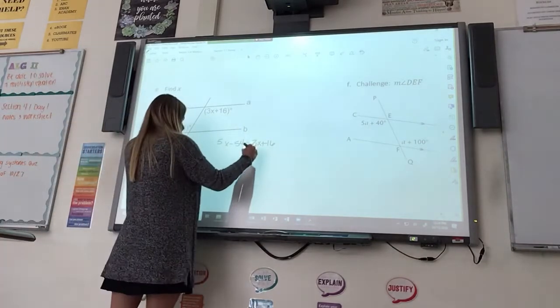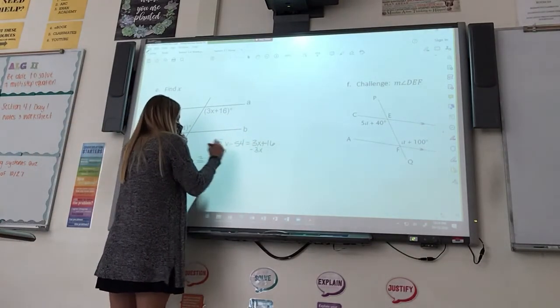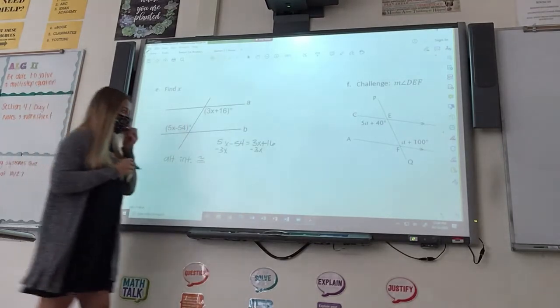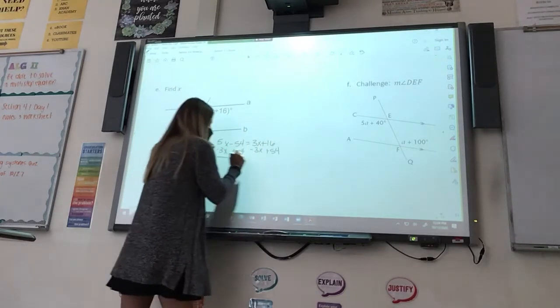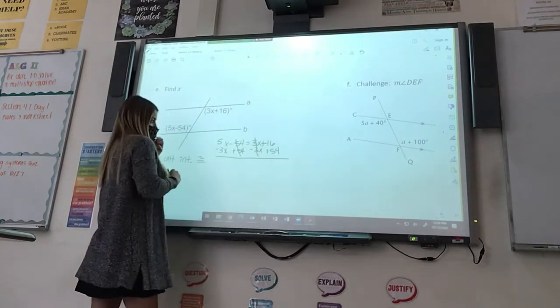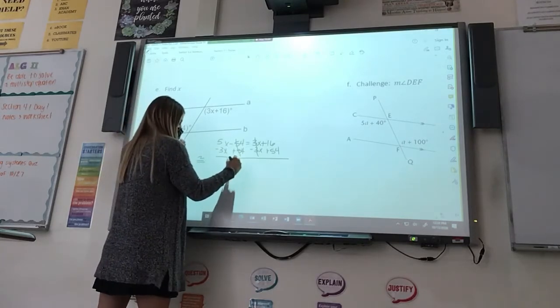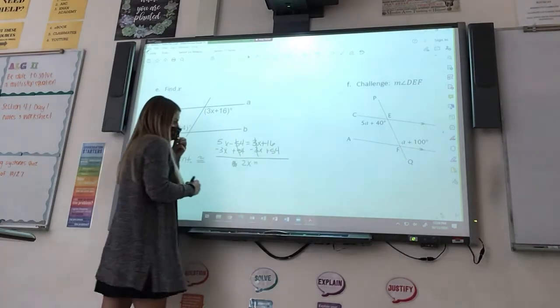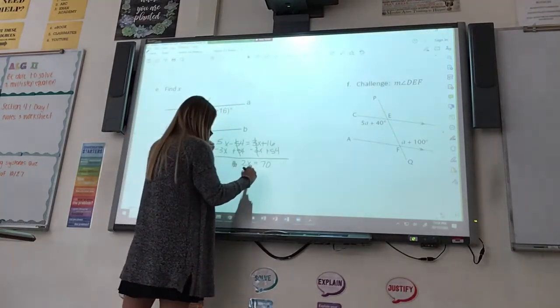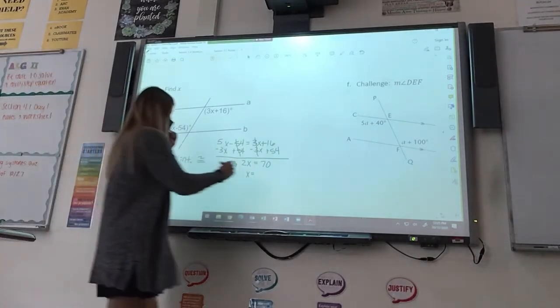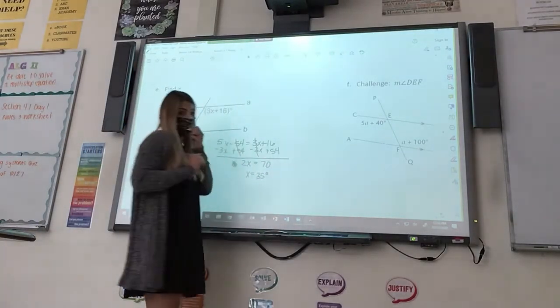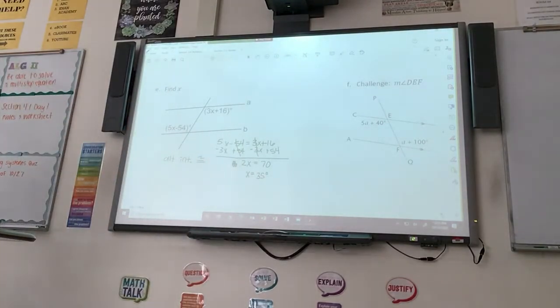Okay, we're going to solve for x, so I'm going to bring the 3x over. Since it's going to the opposite side, I'm going to subtract. I'm going to bring the 54 to the other side. You have to do the opposite and add. So I get 2x equals 70. So what does x equal? It's 70 divided by 2. 35. So in this one, they just wanted you to find x. Okay, no angle measure, so I don't have to plug it in.